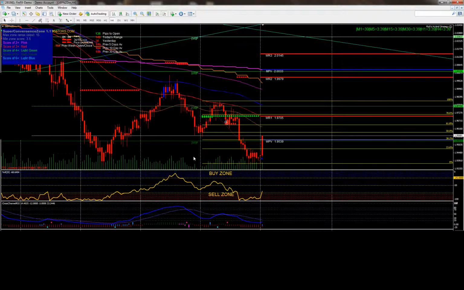Good morning, folks. It is just before midnight, just before the 13th, my time, Eastern Daylight, which makes it just before 4 in the morning GMT. Let's take a look at Forex for the week.